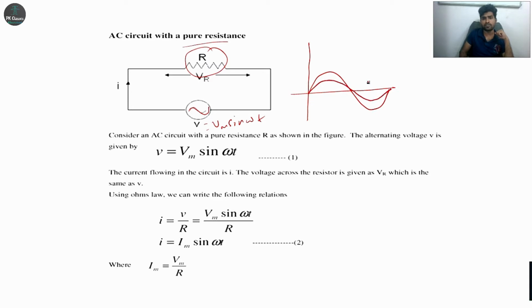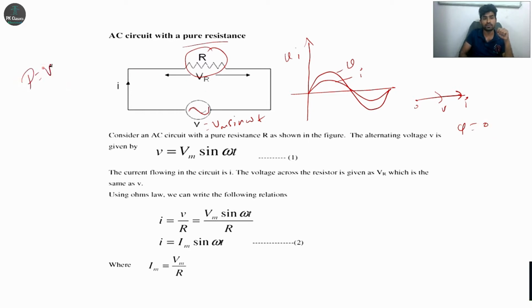So for resistive load, current and voltage are in phase with each other, right? There is no phase angle. So vector diagram is like this, right? V and I is like this, right? So there is no phase angle. Phi is equal to 0, and I'll be giving a clue over here.